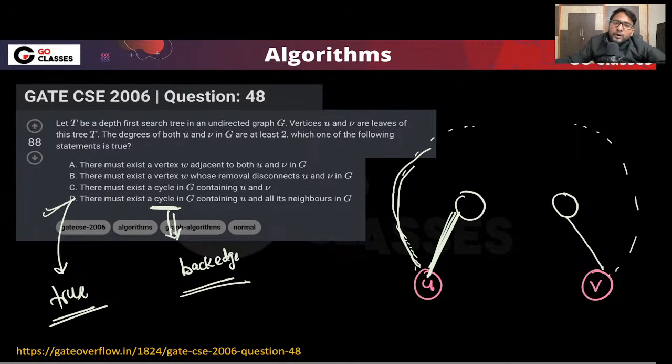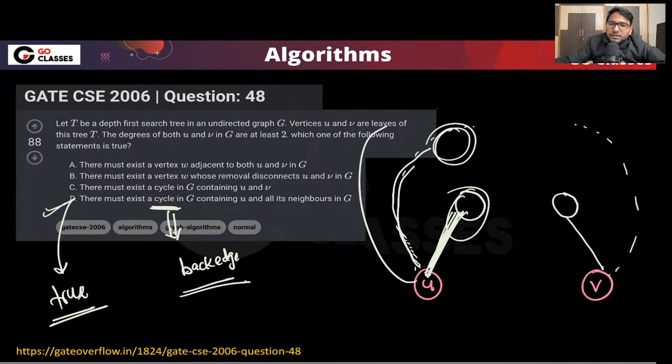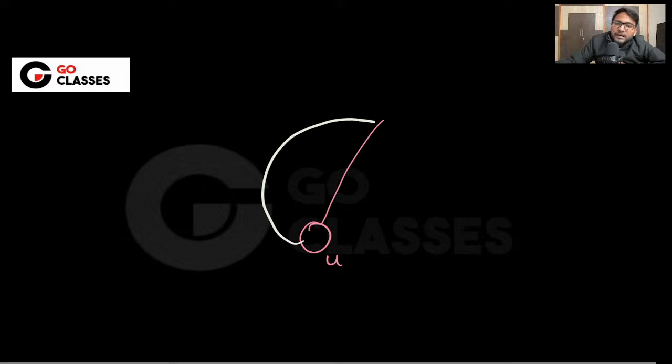Yeah, U and all of its neighbors. So whatever the neighbor, see this is the neighbor and this is the neighbor. Let's suppose there is another neighbor. Whatever the neighbors are there must be the cycle, right? All the neighbors are basically forming the back edge. If there are multiple neighbors, then there are multiple back edges, which means if U is here, which is a leaf, and now you need to satisfy the degree, there can be multiple back edges, right? This can be a back edge, this can be a back edge.